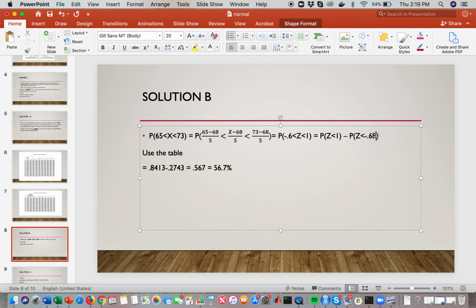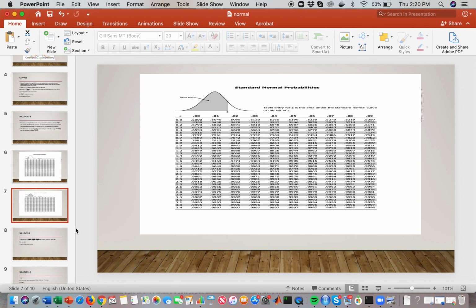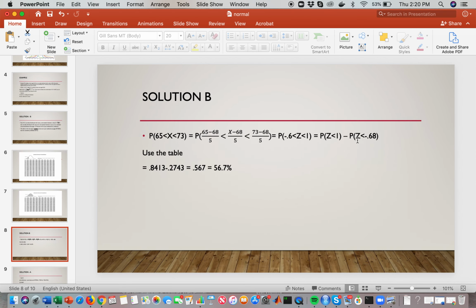And by the way, I believe that that is... so minus 0.68. Let me just double check something here. So that will be 73 minus 68 will be 5. So that'll be 1. Then this number right here is going to be negative 3.